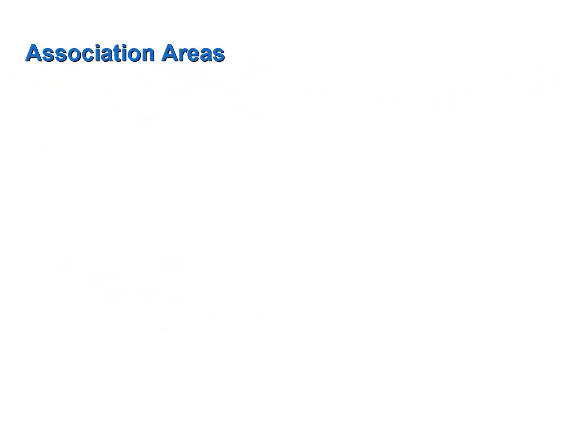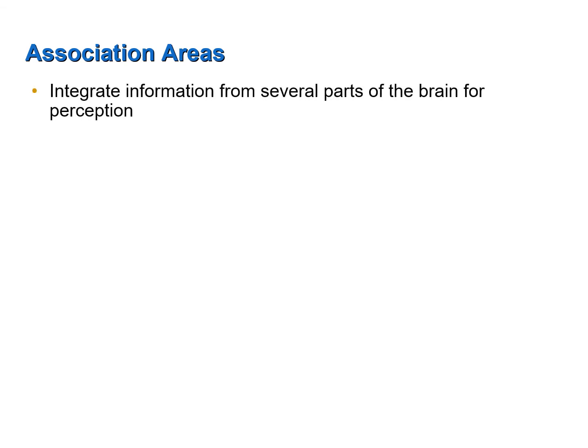Now that we've talked about sensory and motor areas, let's talk a little bit about association areas. If you recall, we said association areas integrate information from several parts of the brain, and this allows for perception. In other words, it allows one to make sense of the sensory input. So a sensory area allows you to hear something, to taste something, to feel something. But it is the association area that makes sense of that sensory input.